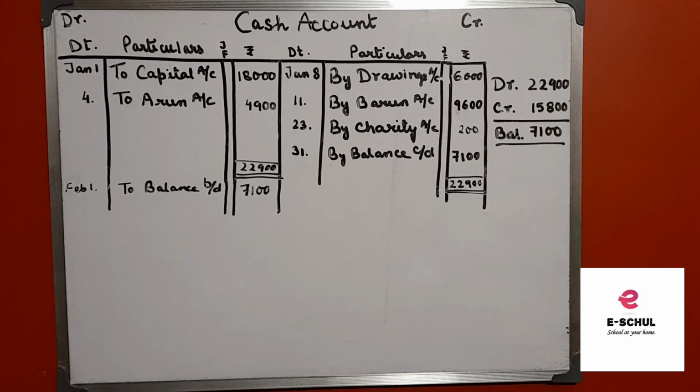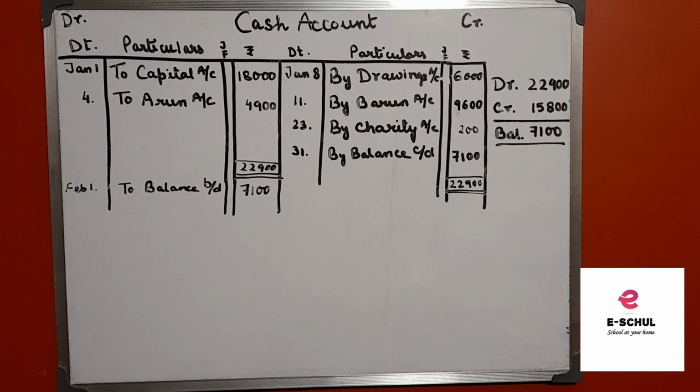So let's post it to capital account, rupees 18,000 under the debit column. Cash account to capital account was the journal, and since I am recording it under cash account, it will come as "to capital account" under the debit column, rupees 18,000.